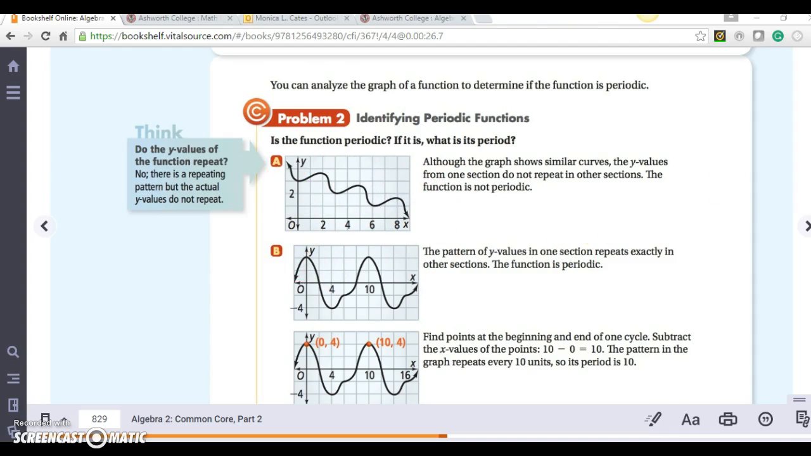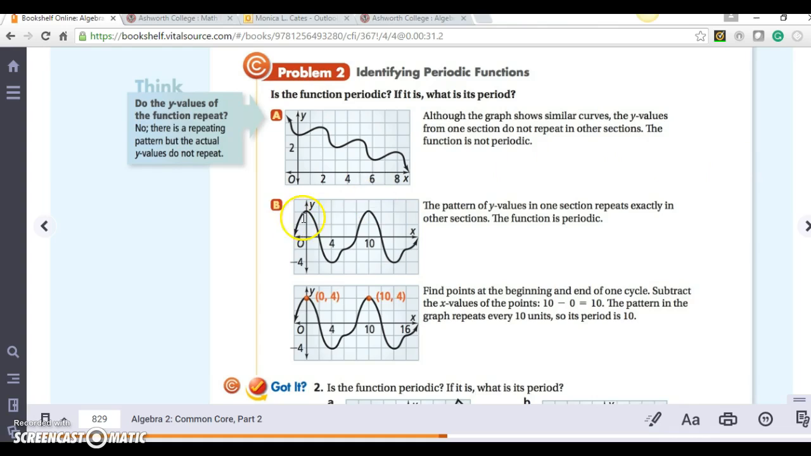Let's look at the second one, part B. Here I can see that I'm coming back up to the same hump. I have the same bottom. I have the same little crevices. So this one is definitely periodic. And I can choose a point, so I can say from peak to peak. If I choose from peak to peak, it goes from 0 to 10, so the period is 10.